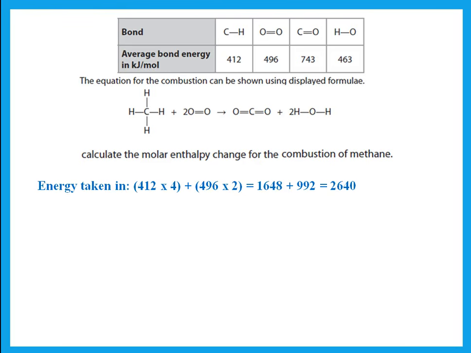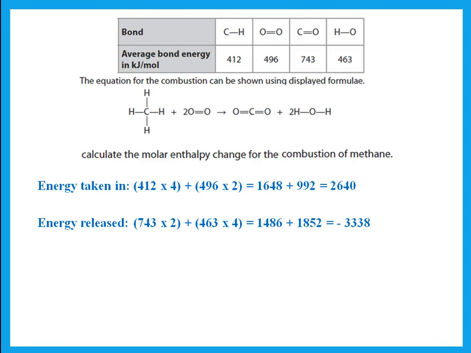So let's take a look. The energy that I need to give this reaction in order to break the bonds in the reactants. Well, I have 4 CH bonds, and he tells me that each CH bond needs 412. Plus, I have 2 oxygen-oxygen bonds, and he says that each of them needs 496, so it is 2 times 496. This overall is the amount of energy that I need to give in a positive number to the reaction in order to break the bonds in the reactant.